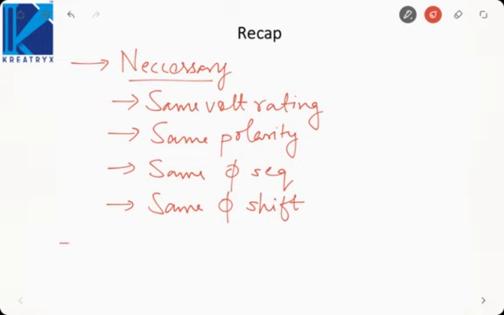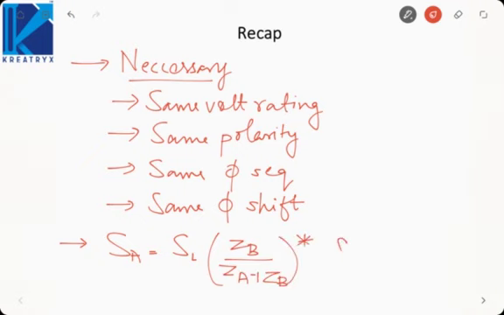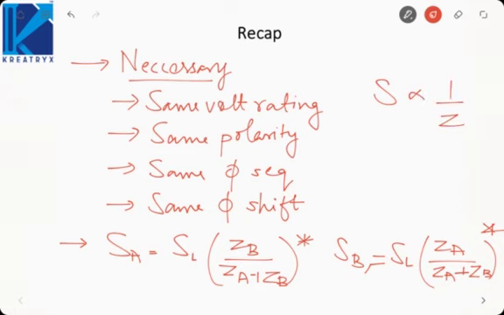And then we saw how the load is shared between two transformers. There we saw SA was equal to SL times ZB over (ZA plus ZB) conjugate, and SB was SL times ZA over (ZA plus ZB) conjugate. So we saw that loading is inversely proportional to impedance. Here ZA and ZB are to be taken in ohms or per unit, but on the same base.